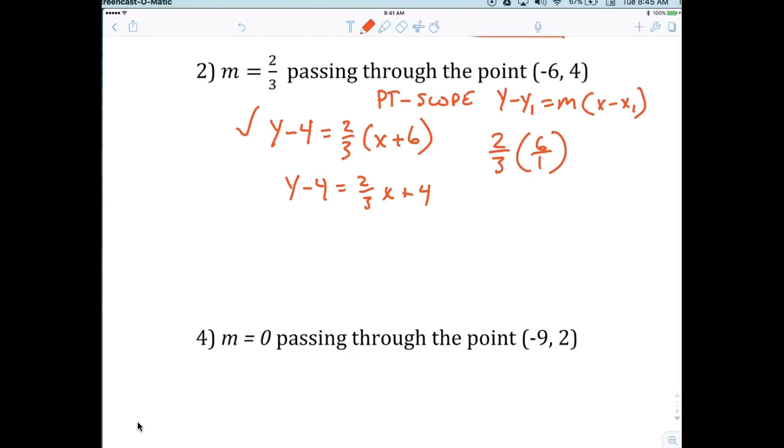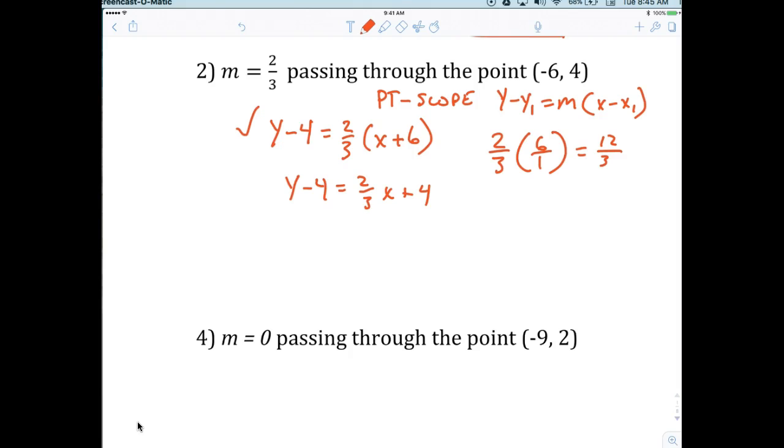So one way to do it is just to say 2 times 6 is 12, 3 times 1 is 3, and 12 divided by 3 is 4. Or you can just say 2 times 6 is 12 divided by 3 is still 4. Or you can do the division first because the numbers are easier when you divide first.